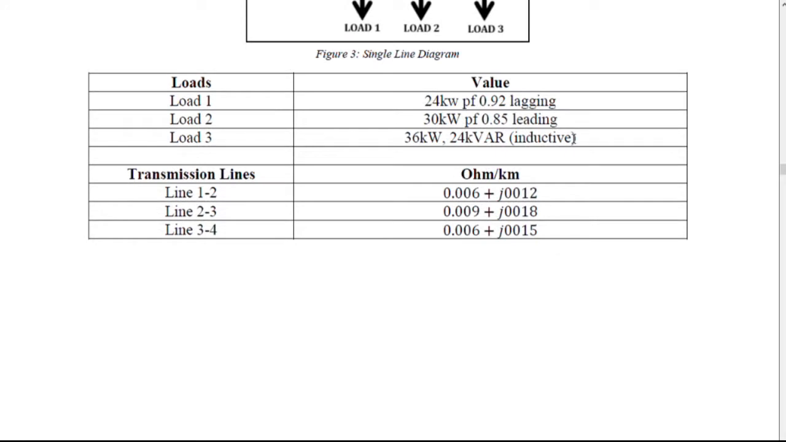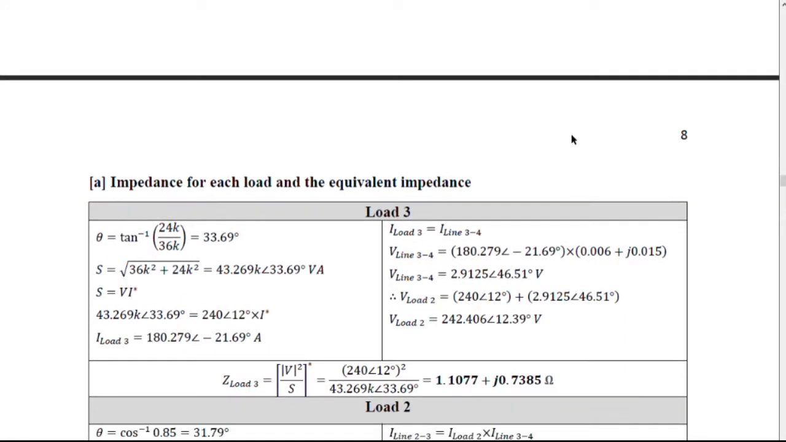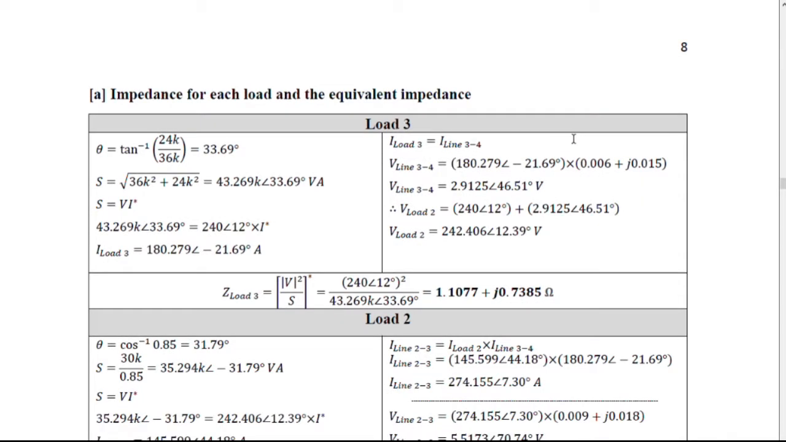Now, by understanding the given parameters, we know that to find the impedance at each of the loads, we will have to start from load 3, as the voltage is given for load 3 only, which is 240 with the angle of 12 degrees VRMS.